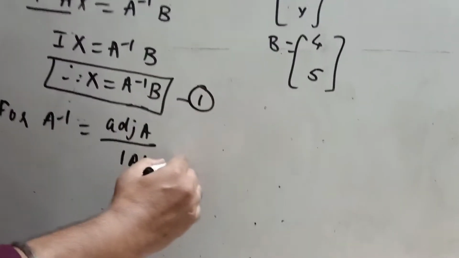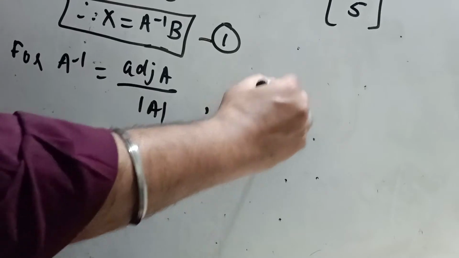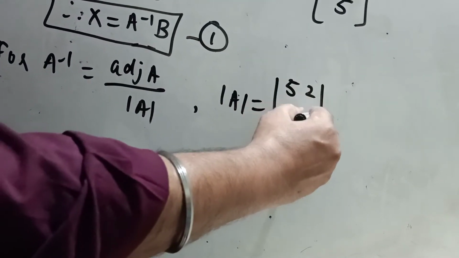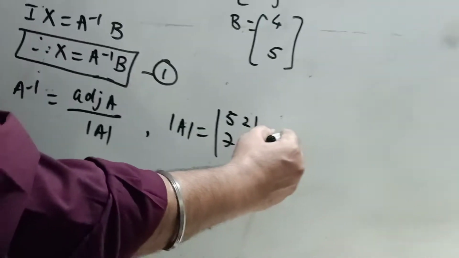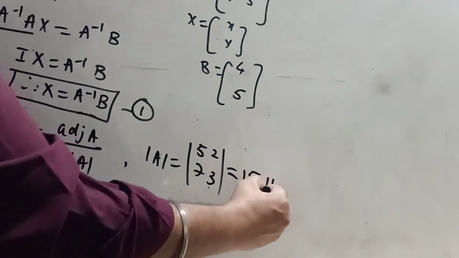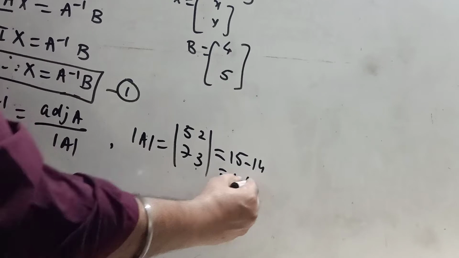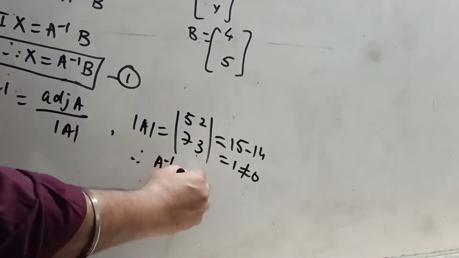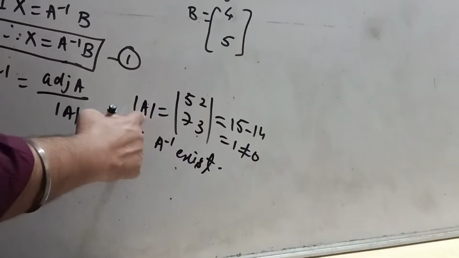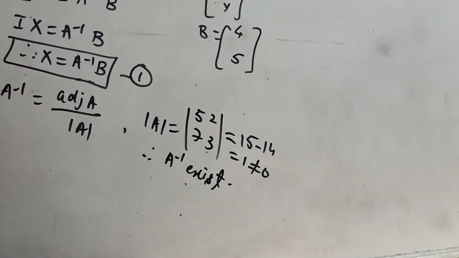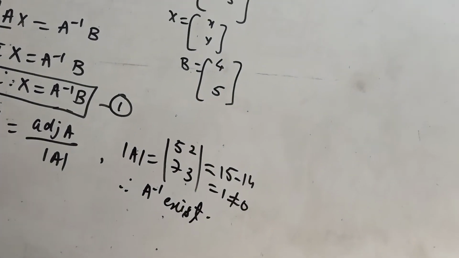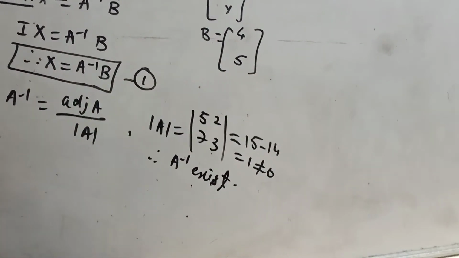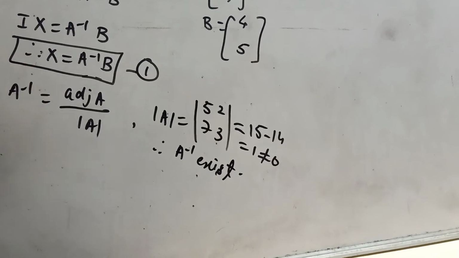So how to find determinant A? Matrix A is given as [5 2; 7 3]. So this is 15 minus 14. This is plus 1, which is not equal to 0. Therefore A inverse exists. Because if determinant A is 0, A inverse does not exist. If determinant A is 0, the matrix will be a singular matrix. This is a non-singular matrix. We can find the inverse.